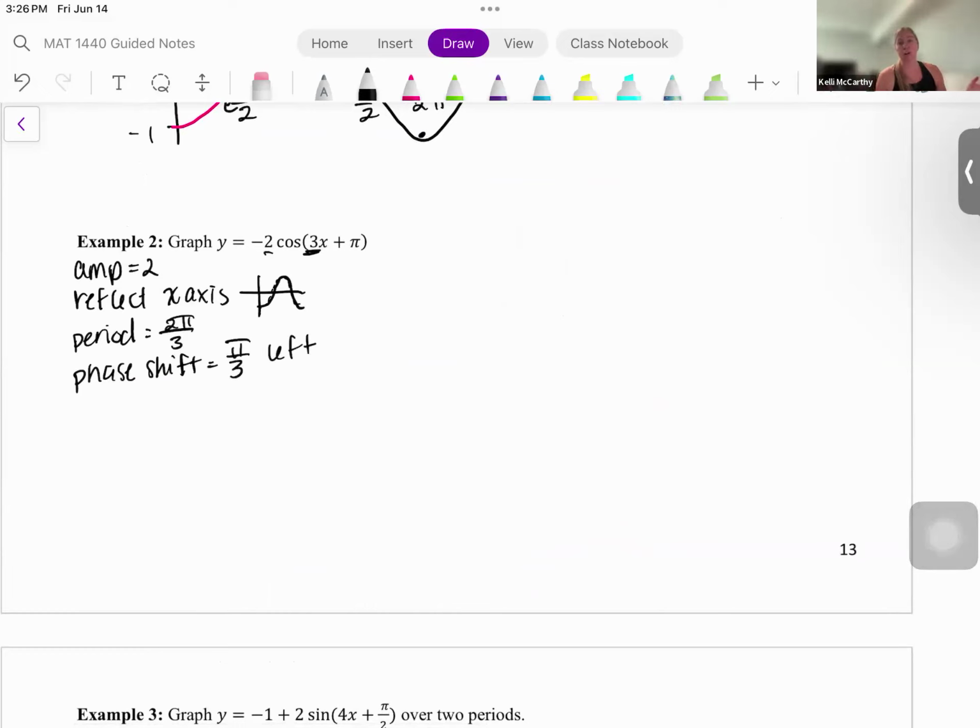Now, when we're graphing this, I like to again start with that idea of where's my starting point. So the first thing I'm going to do is determine that starting point. And my graph of cosine, our parent function, we started at x equals 0. Well, instead of just having cosine of x, we've got cosine of 3x plus pi. So we're going to determine that starting point by setting the argument equal to 0.